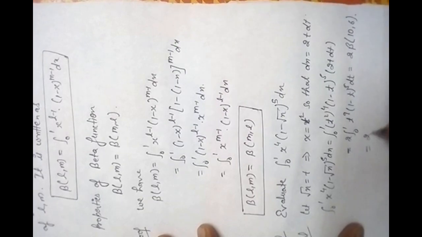And beta L comma M is equal to gamma L gamma M upon gamma L plus M. So it is 2 gamma 10 gamma 6 upon gamma 10 plus 6, means 16. So which is equal to 2 times factorial 9 factorial 5 upon factorial 15, which is equal to 1 upon 15015.